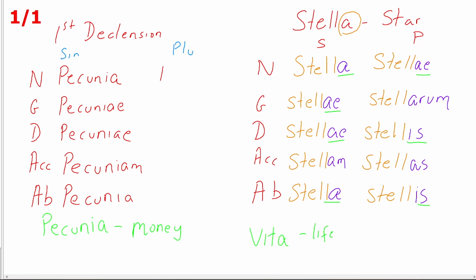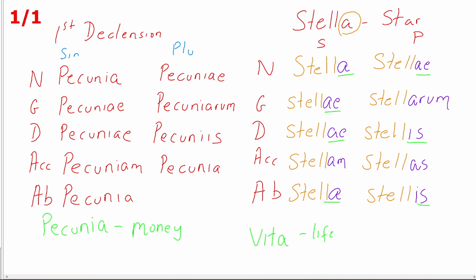Nominative plural, pecuniae, then you have pecuniarum, then you have in the dative pecuniis, then you have pecunias and you have pecuniis. So one of the common mistakes here generally comes with this I. Okay, so we see that the I is maintained. It is just an addition done.